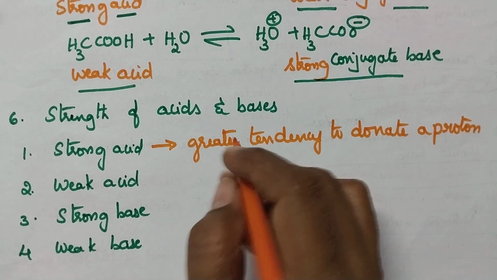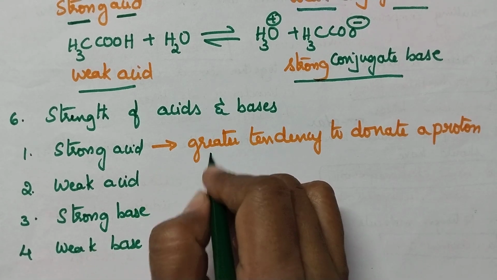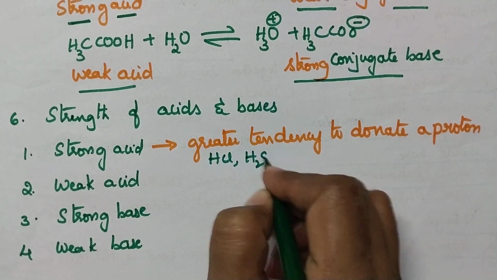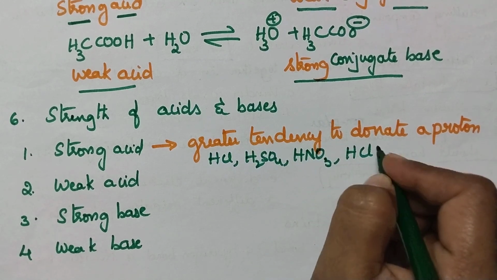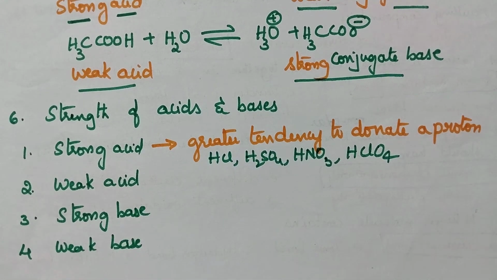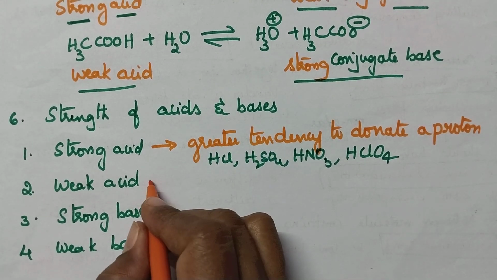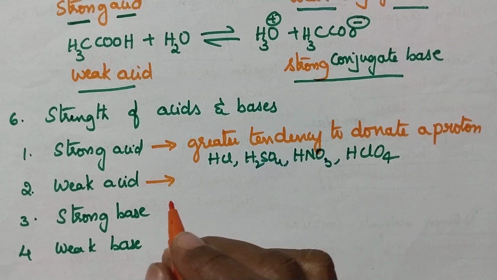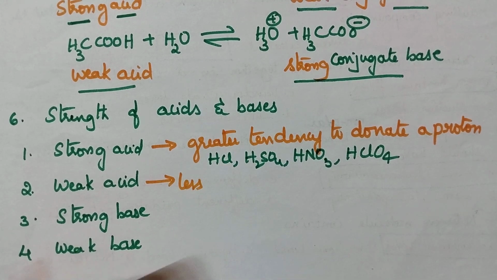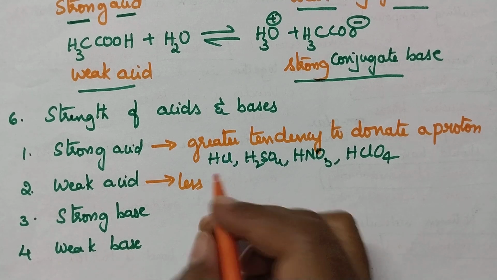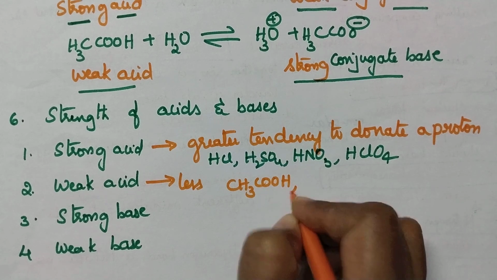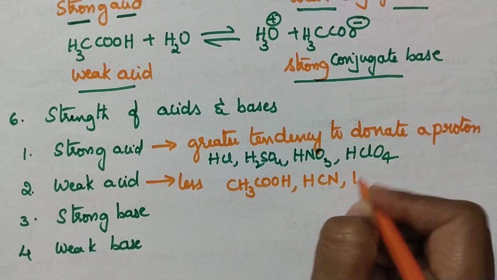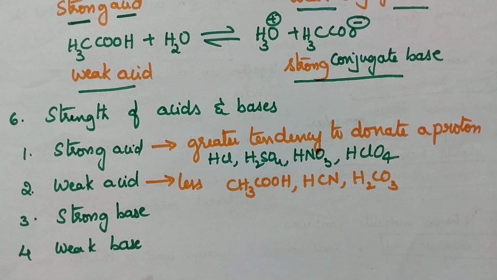And the good examples are HCl, H2SO4, HNO3, perchloric acid, etc. In the similar way, what is meant by a weak acid? It has less tendency to donate a proton. And good examples are acetic acid, HF, carbonic acid, boric acid, phosphoric acid, all these are weak acids.